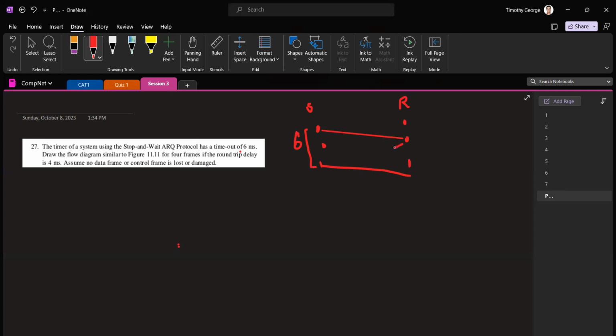If there was an acknowledgement, it would come through here. So let's say this is A, the acknowledgement. This is the sender side, this is the receiver side. And for this question, I'm just going to copy the diagram from the text. So if you give me a minute.